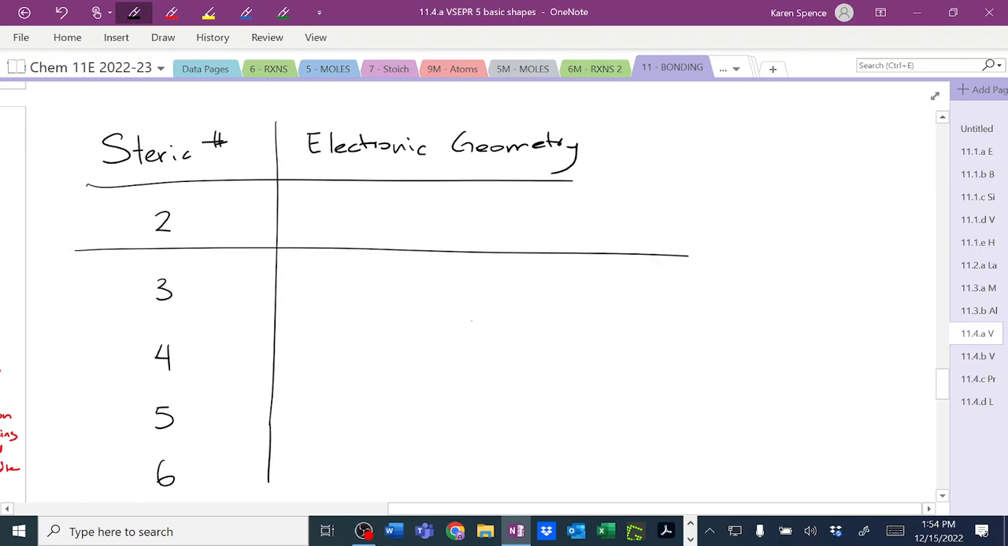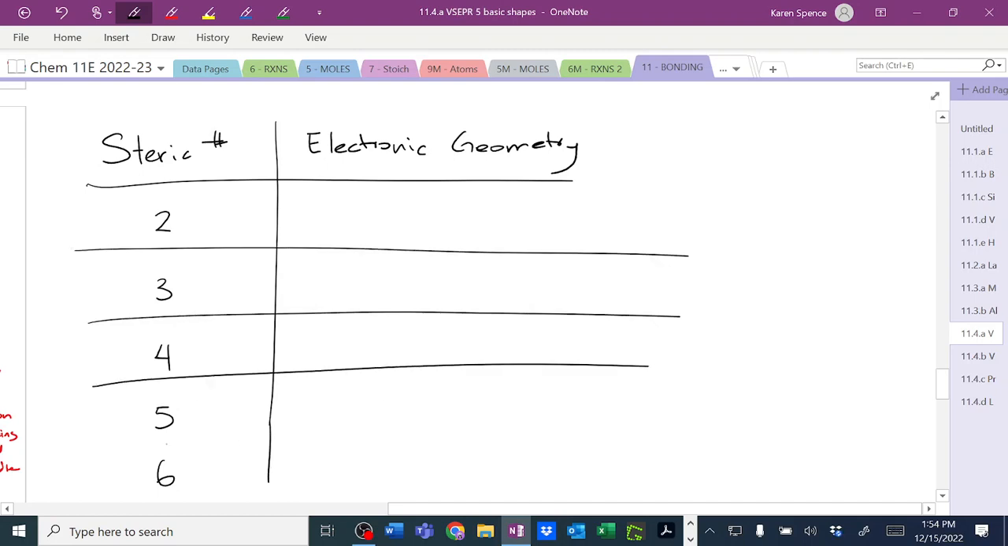All right. I would like you guys to tell your partner the name of the electron geometry associated with 2 electron domains, 3 electron domains, 4, 5, and 6 electron domains.